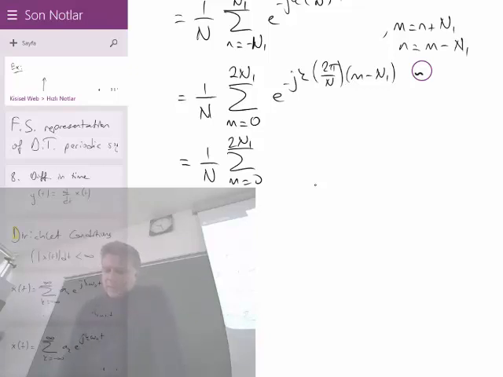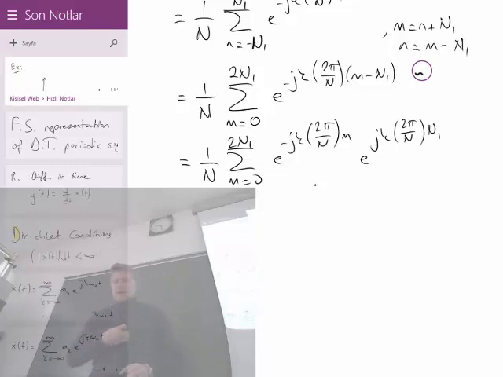Okay. Now here we have two exponentials. The first one is e to the minus jk 2 pi over capital N m, and then I have e to the, there is one minus from minus jk and one minus from minus n1. They cancel each other, so e to the jk 2 pi over capital N n1. Since it's a summation in the exponent, it's a multiplication of those two exponentials.